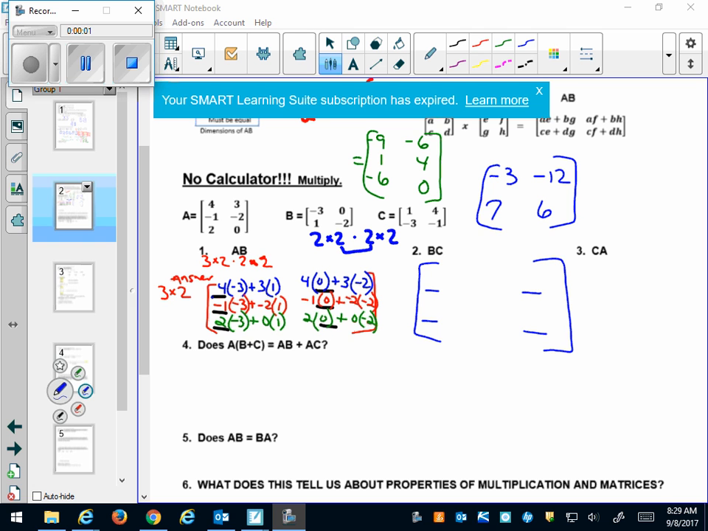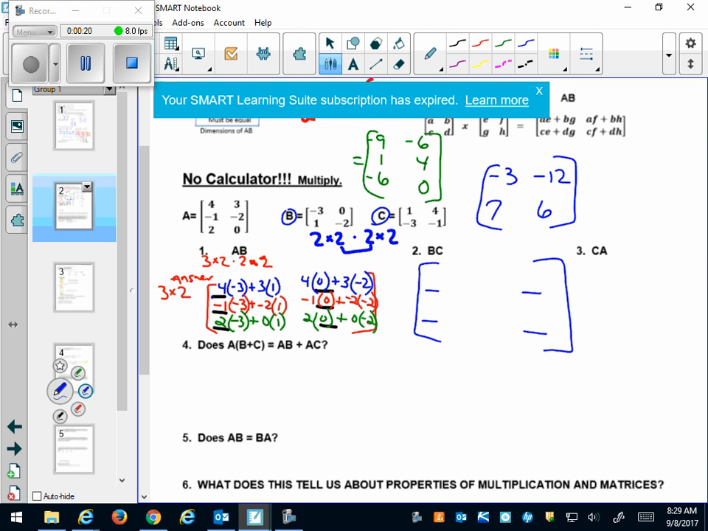Okay, so matrix multiplication. Okay, so we're doing B times C. B times C, and it has to be in that order. Somebody asked a good question. Can you do C times B? Well, what do you think? Will that be the same? No. So it has to be B times C in that order.